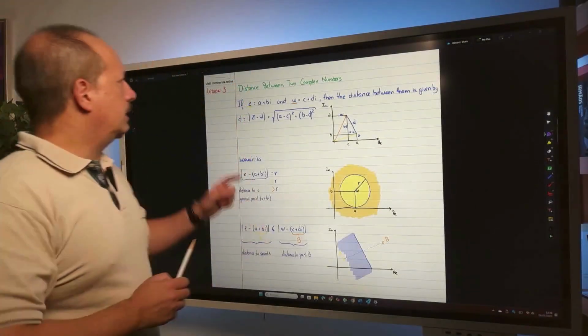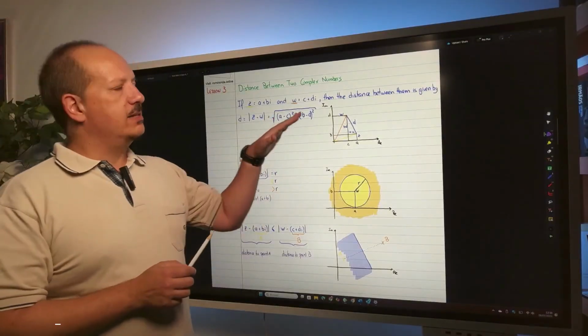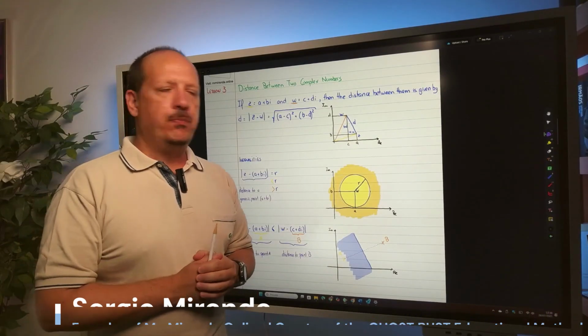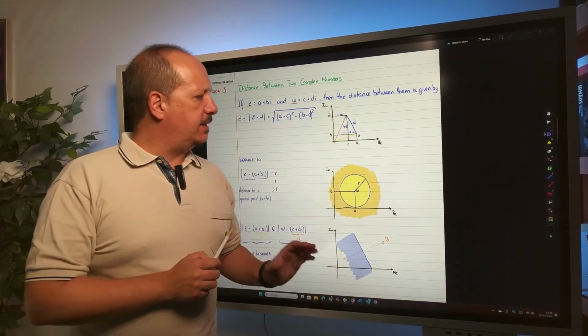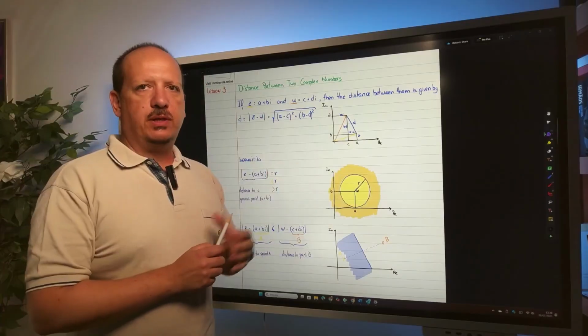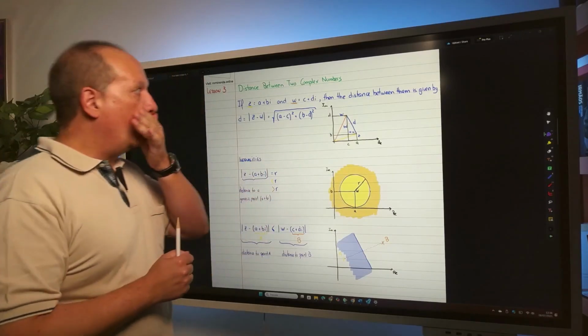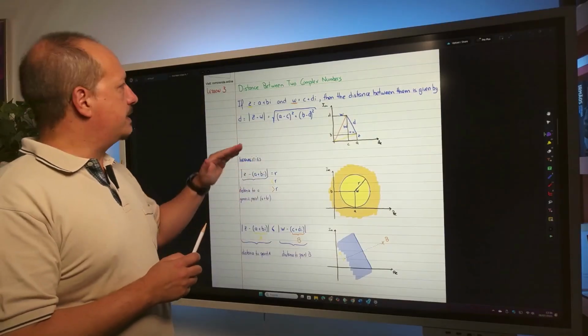Let's now take a look at the distance between two complex numbers and then take a look at some inequalities as well. I think that representing this geometrically, I mean with diagrams, makes it much easier to understand. The first one is very simple.